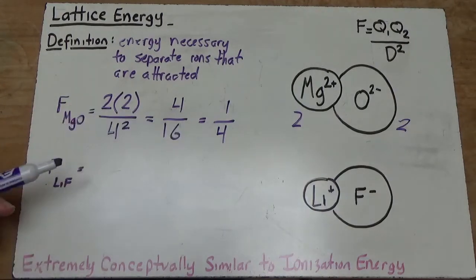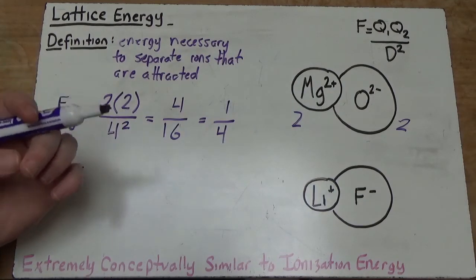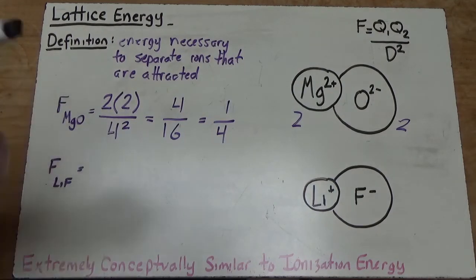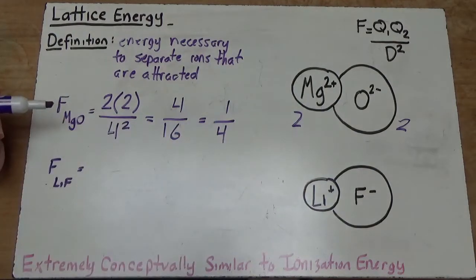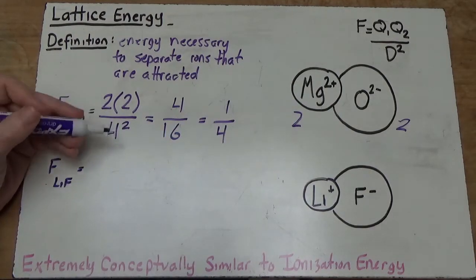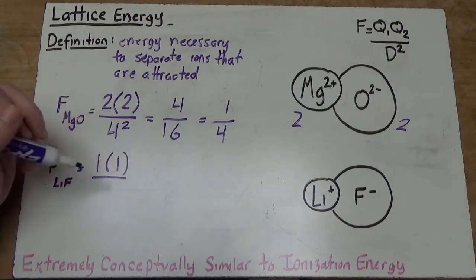Again, what does this number mean? Nothing, right? It doesn't really mean much. It only means something when you compare it to another number. So let's do the same thing for lithium fluoride. Lithium has a charge of +1. Fluorine has a charge of -1.